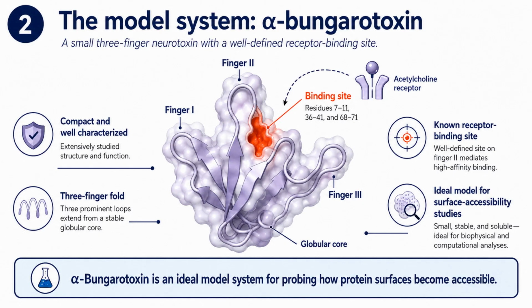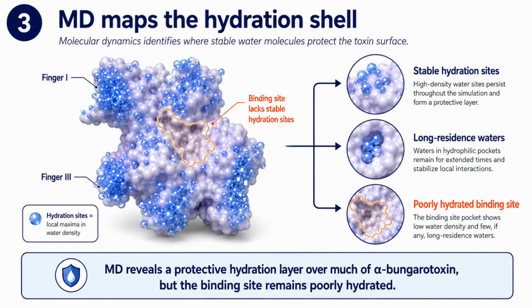access. The first step was molecular dynamics. Simulations mapped where water molecules remain close to the toxin surface. Many stable hydration sites were found across the globular core and on fingers 1 and 3. But the receptor binding site was different. This functional region had few stable waters, suggesting that it is not protected by a rigid hydration shell.